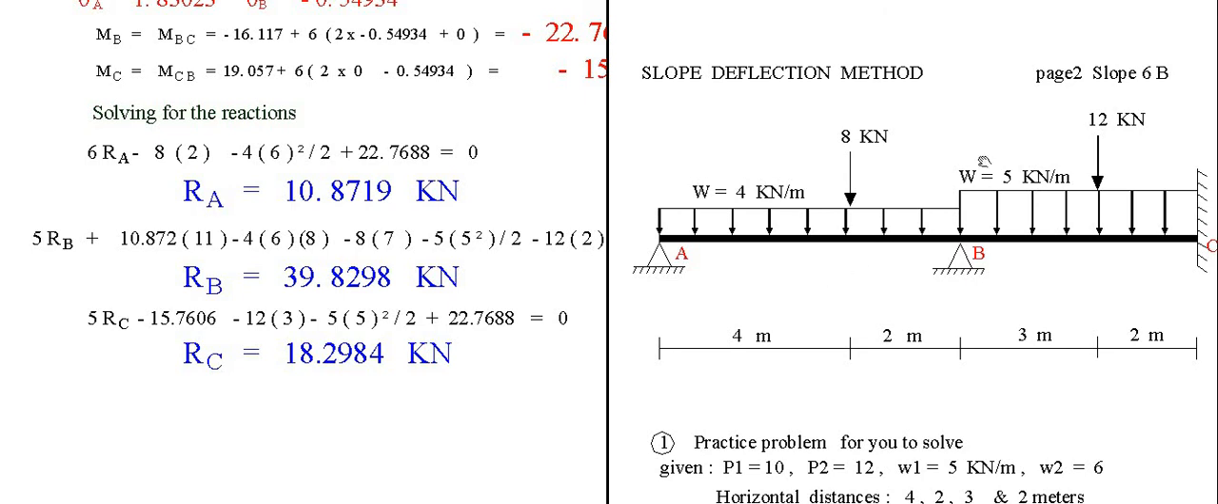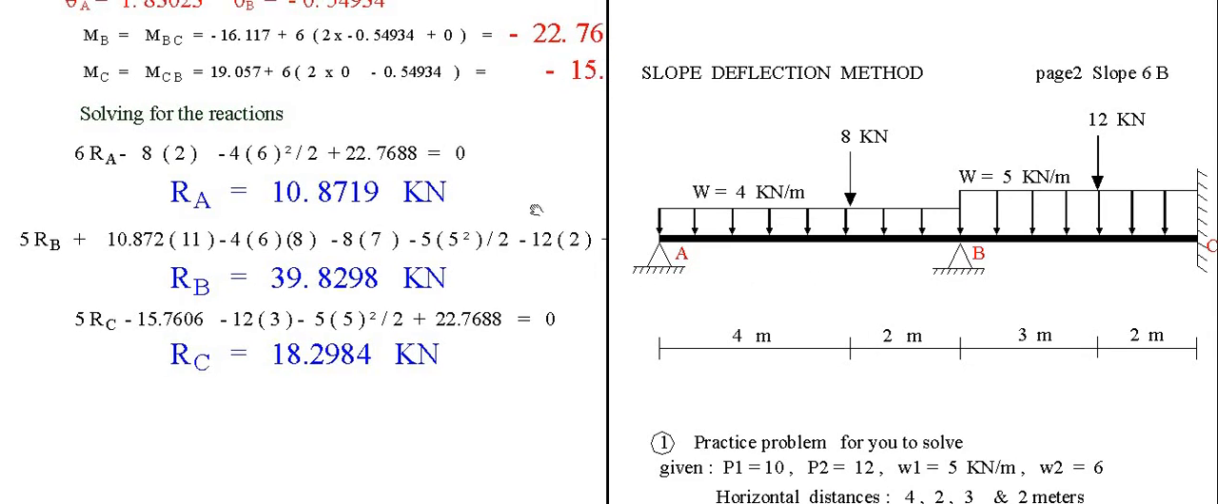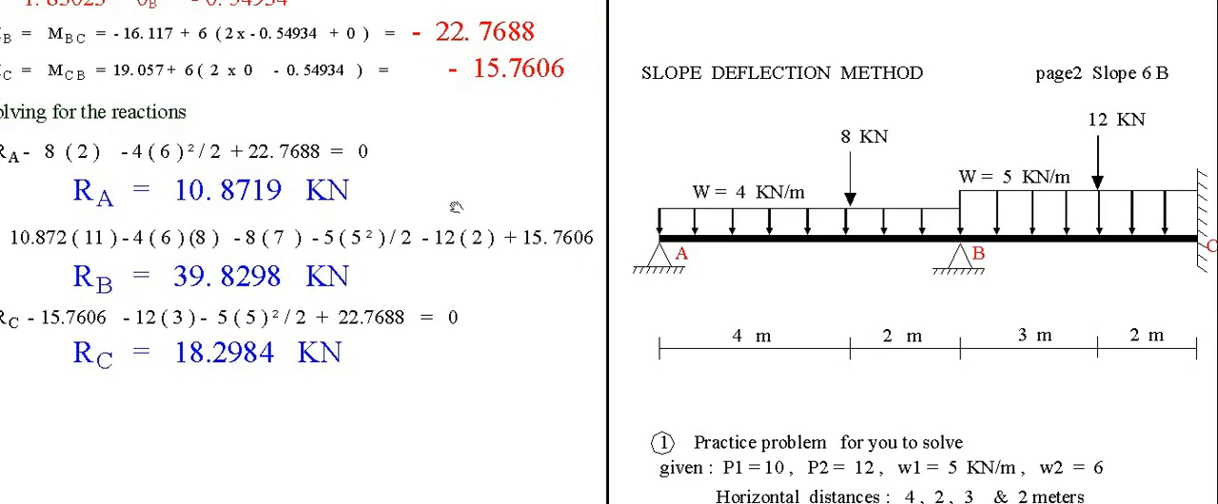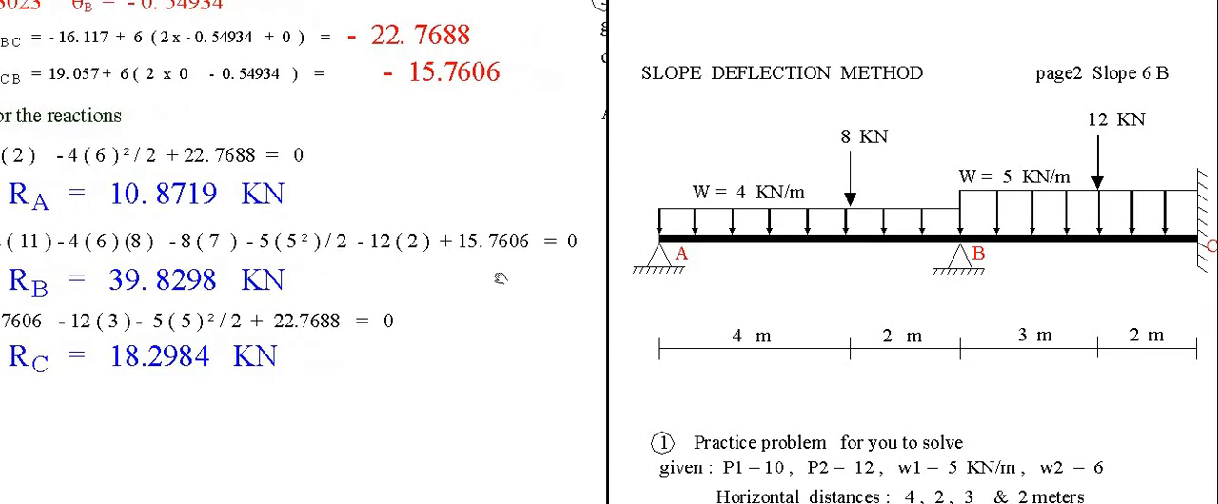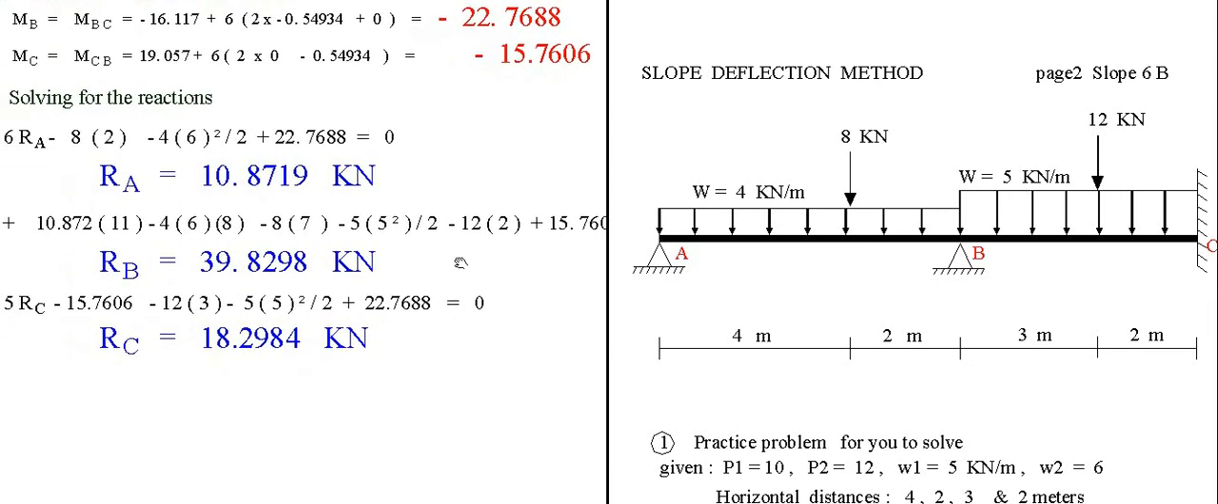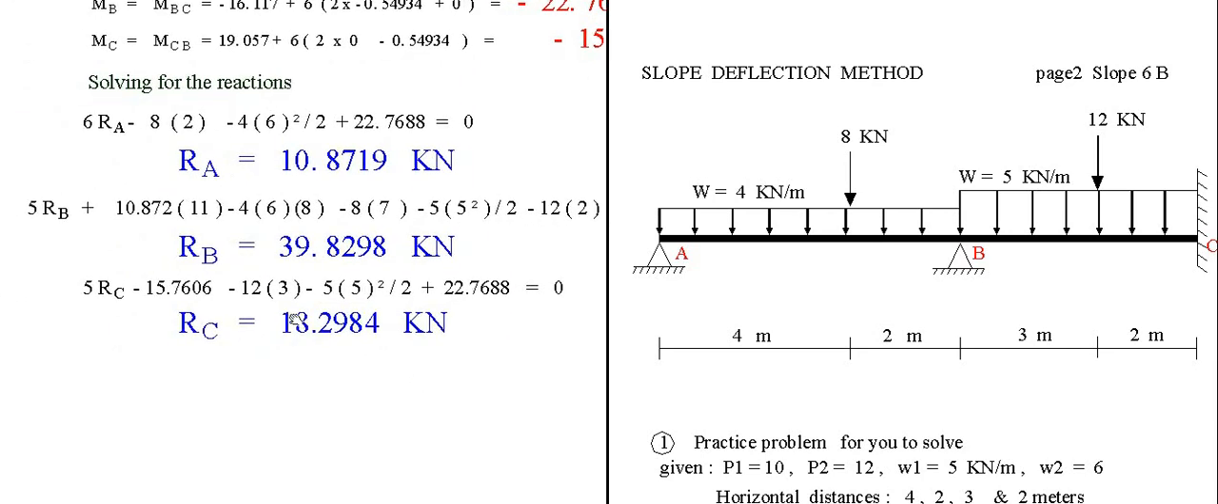Then minus 8 times 7, 5 and 2, 7. Then the uniform load of 5 times 5 square over 2 minus 12 times 2. Then the moment at C as 15.76. Then equate that to 0. Then solving for RB, we have one unknown only. RB is 39.8298 kilonewton.